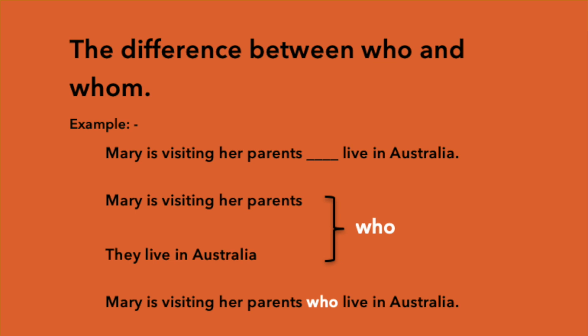We want to focus on the second sentence, instead of her parents. Can we use they or them? What do you say? They live in Australia or them live in Australia. Them live in Australia is wrong. They live in Australia is correct. So no M, no whom. Simple. So who is the answer. Mary is visiting her parents who live in Australia. Remember, this is not a question. This who just refers to her parents.